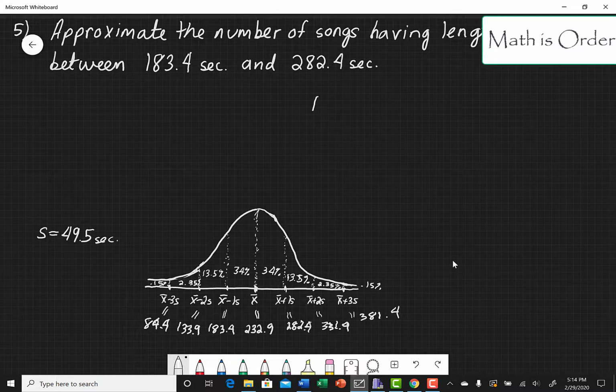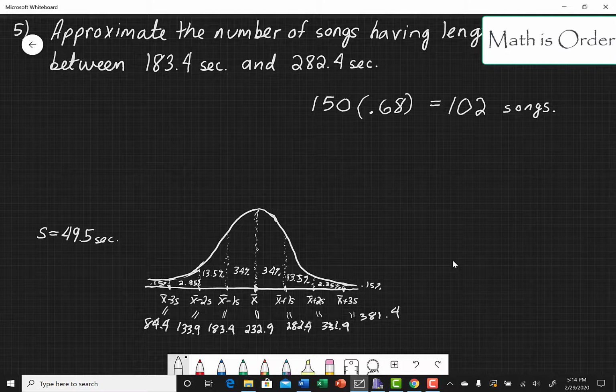So the answer to this question is to multiply 150 songs times 68%. We have to change 68% to a decimal first. And when you multiply this, you're going to get 102. Approximately 102 songs.